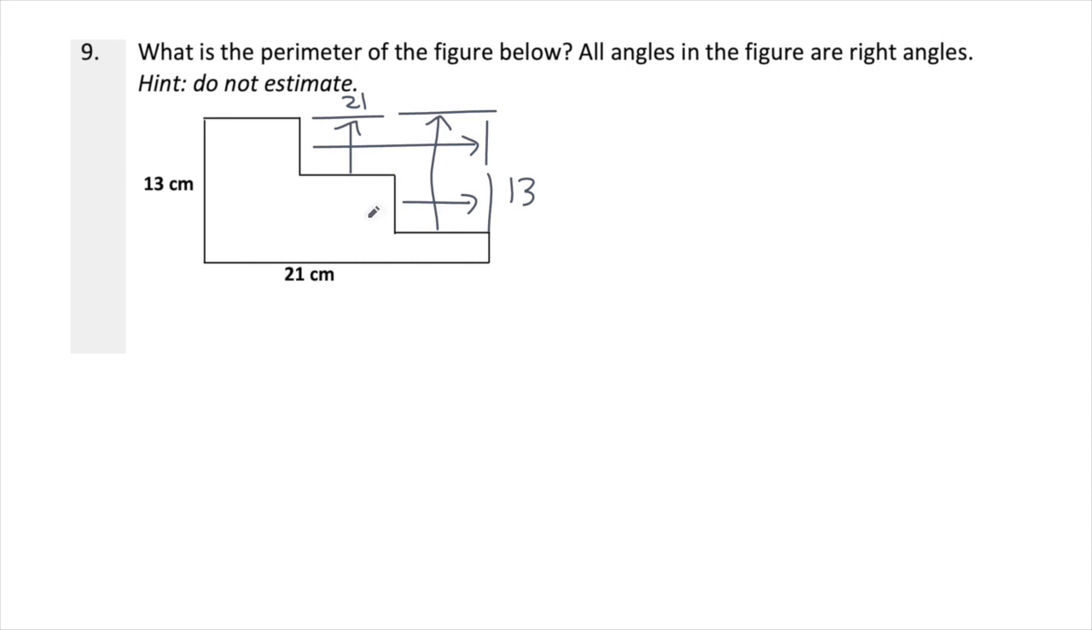To figure out the perimeter of the figure below, we can add up the length of all of these sides. So that would be 13 plus 13 plus 21 plus 21, and that would be 68. So the answer to this problem is 68 centimeters.